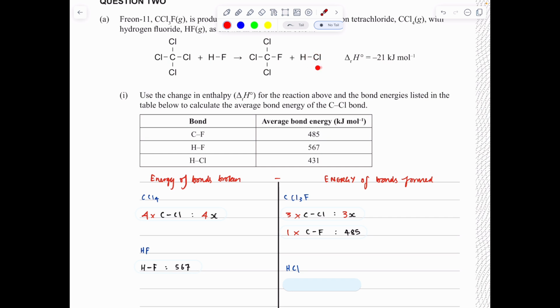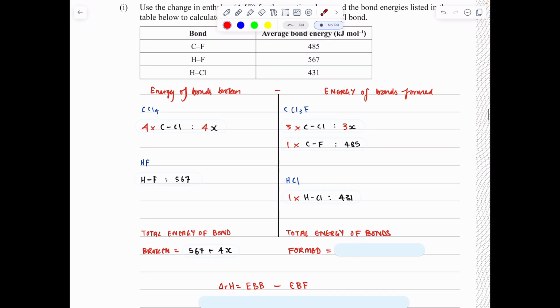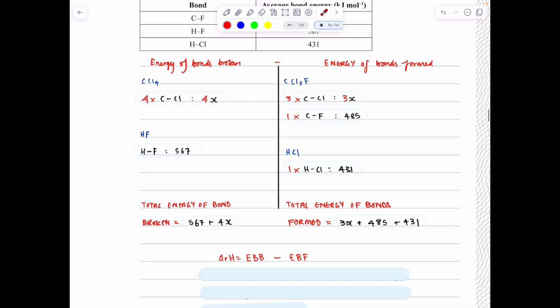And finally, we've got HCl. We've got one HCl bond, and that's going to be 431. The expression for the total energy of bonds formed is going to be 431 plus the 485 plus the 3x. Okay, so all of that is being plussed together.